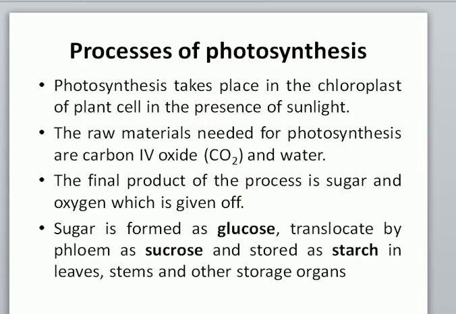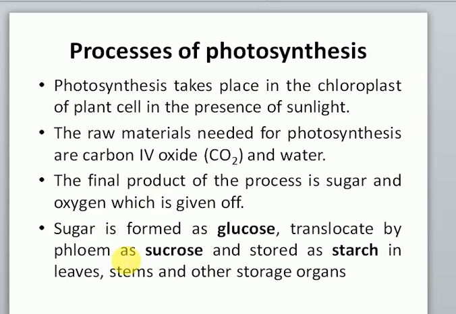Now, the process of photosynthesis takes place in the chloroplast of plant cells in the presence of sunlight. Actually, there are some things that must be present for photosynthesis to take place. Those things are water, carbon dioxide, sunlight, and chlorophyll. Those must be present. Now the raw materials needed for photosynthesis are majorly these two, so take note of that. And the final product of photosynthesis is sugar, which is glucose, and oxygen given off as a waste product.